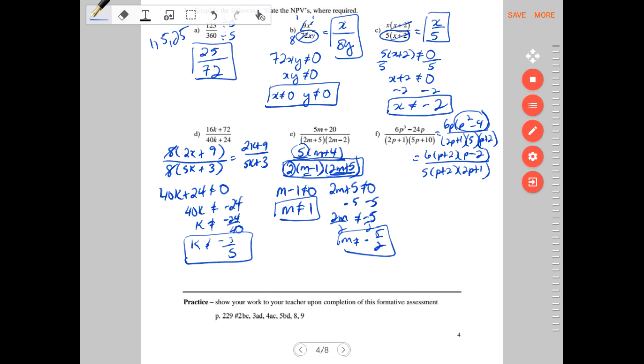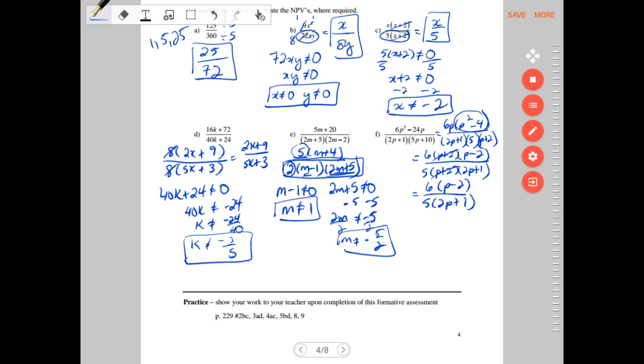All right. Now I have a p plus 2 on the top and a p plus 2 on the bottom, so I can cross those guys out because they're the same binomial. I'm left with 6 times p minus 2 over 5 times 2p plus 1. And that's as simple as that gets.